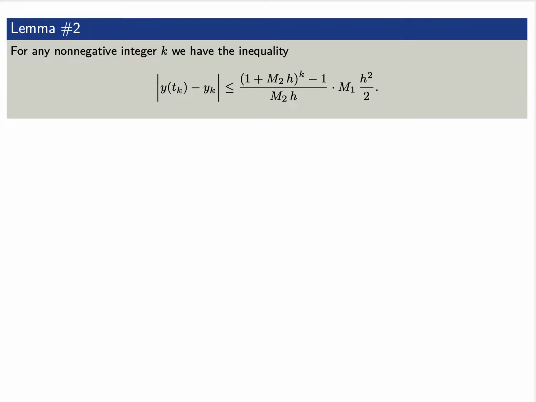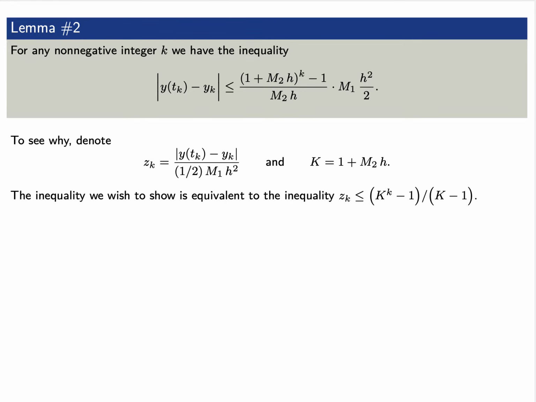Now let's state lemma 2. This says for any non-negative integer k, we have the following inequality in terms of the error, the absolute value of y evaluated at tk minus y sub k. To see why, let's denote z sub k as pretty much the left-hand side divided by the right-hand side. And let's let capital K be 1 plus m sub 2 times h. Notice that the inequality in lemma 2 is equivalent to writing z sub k is less than or equal to capital K to the lowercase k minus 1 divided by capital K minus 1.